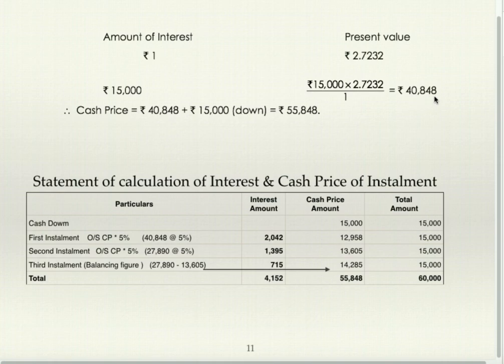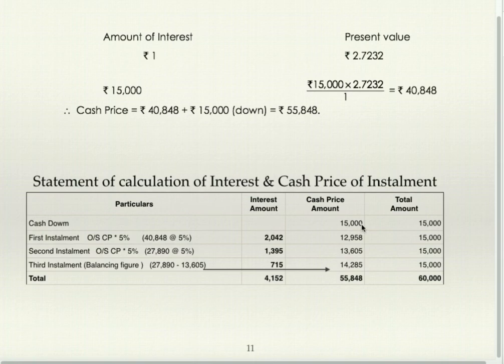40,848. So present value of installments is 40,848 and cash down is 15,000. So cash price is 55,848. They have asked you just to find out the cash price. But if you are supposed to open ledger accounts or pass journal entries, then you should know the interest amount as well as the total cash price that you have already found out.